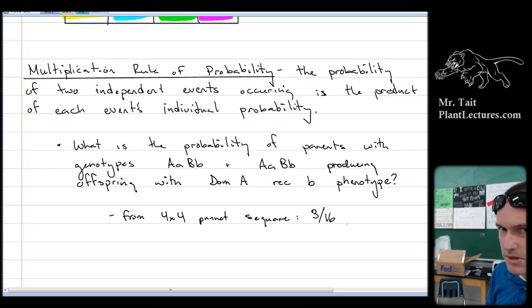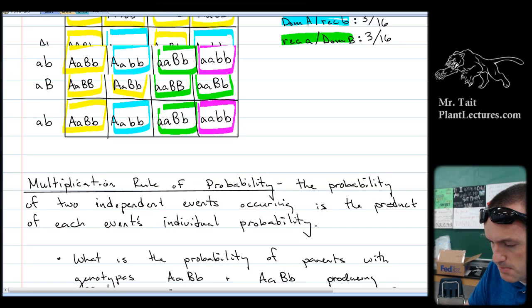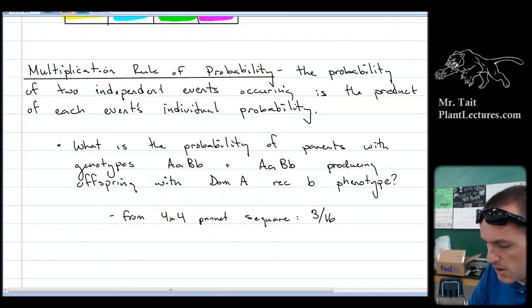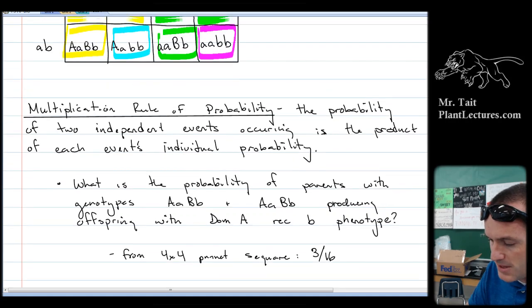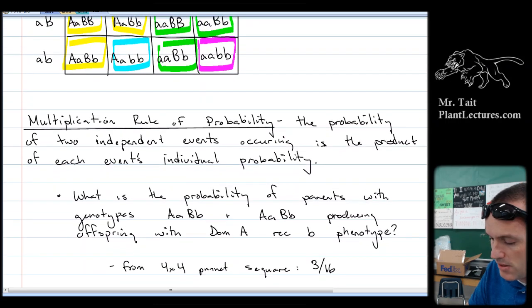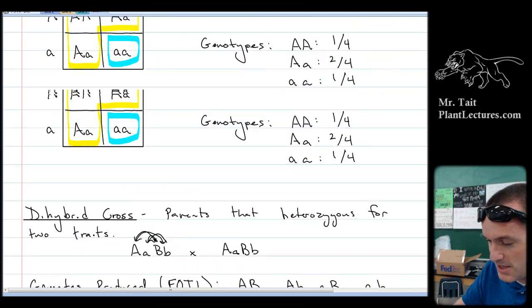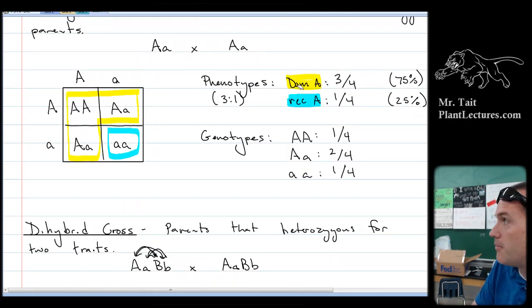But we can do this much easier. All we need to do, because that took making this whole Punnett square, is look at the probability that they'll get the dominant phenotype, and the probability they'll get the recessive phenotype. So up here in a monohybrid cross, we know 3 out of 4 will have the dominant and 1 out of 4 will have the recessive, right?